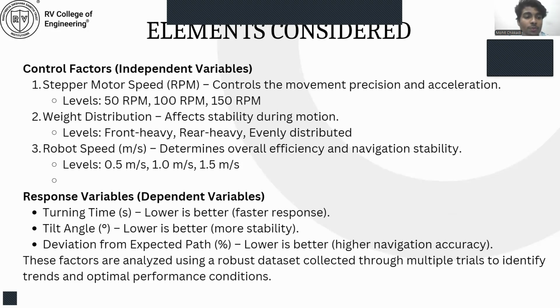And here's what we measure: the turning time, the tilt angle, and the deviation. The turning time in seconds, how long it takes for a robot to complete a turn, let's say a 90-degree turn. Tilt angle in degrees, how much the robot leans, you know, too much and your lunch is on the floor. This tilt angle is calculated using the accelerometer that is fit on the robot. Deviation in percentage, how far the robot strays from its intended path.